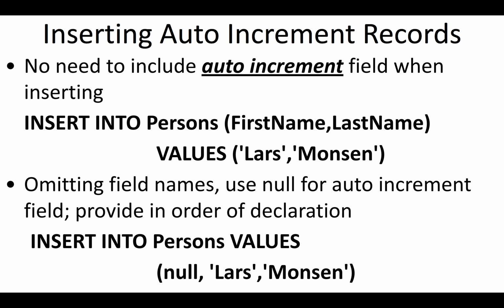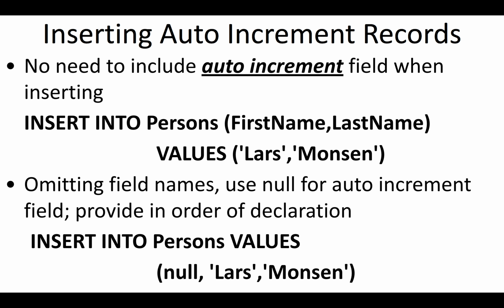Now, insert has two syntaxes, right? The first syntax is you provide the name of the fields, first name, last name, and then the values, right? Lars and Monson. In that case, you're telling me exactly which fields you're inserting and their values, right? But insert also has another syntax where you don't provide the name of the fields, right? If you don't provide the name of the fields, somehow it needs to know the values. What do they relate to? Which fields do they match? In that case, it uses the order in which the fields were declared, right?